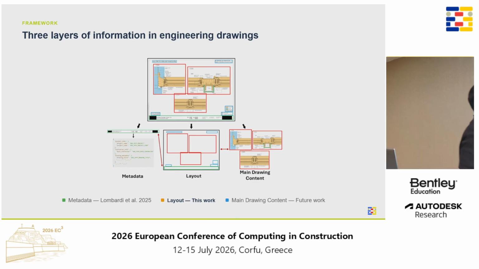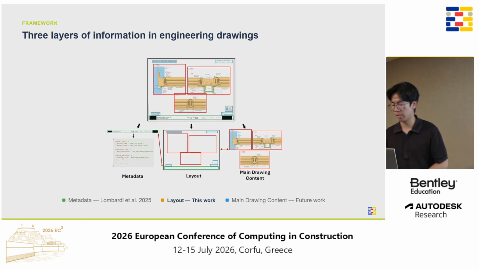Then the second layer will be the layout. It's the whole graphical organization of the drawings. So we will have the title block down below, some notes and legends scattered around, and in the middle we will have the main drawing content, which is the main graphical representation of some details of the building.